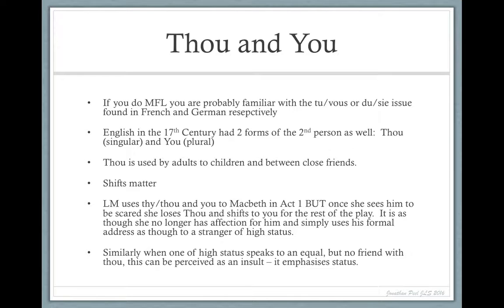In the 17th century, although it was dying out by this stage, English still had 2 forms of second person. Thou, the singular, the informal, and you, the plural or the formal. Thou is used by adults to children. It's also used between close friends. It confers equality, and anybody who's lived in Germany is aware of the fact that certainly amongst adults, there is a time that passes when one first makes new acquaintances before you are invited to use du amongst yourselves. Time, if you like, for the friendship to develop and for trust to develop.